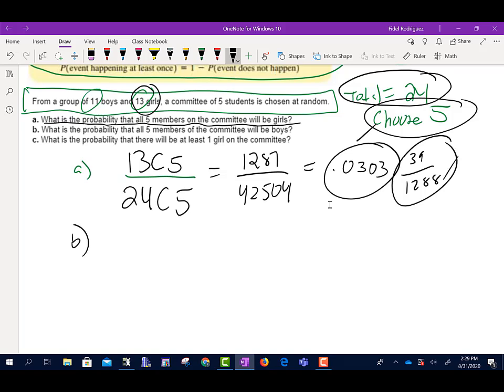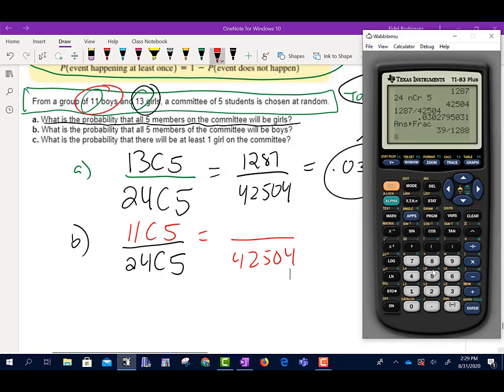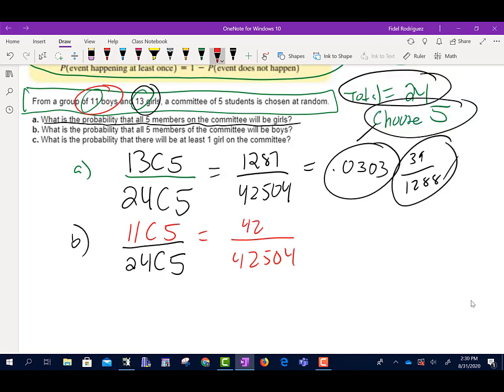Now part B says, what's the probability that all 5 members are going to be boys? Okay, I'm going to do this almost the same way. My denominator is still going to be 24, choose 5. But now, because we want all of them to come from the boys, it's going to be 11, choose 5 at the top. Remember, we already know the bottom is 42,504, because we did that bottom part earlier. Let's do the top part. What's 11, choose 5? 11, math, choose 5 is 462.